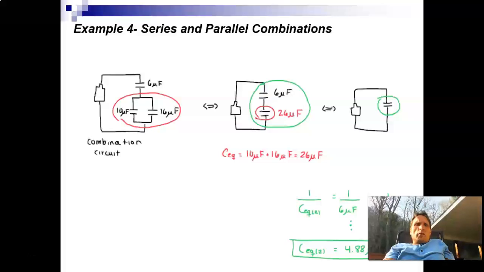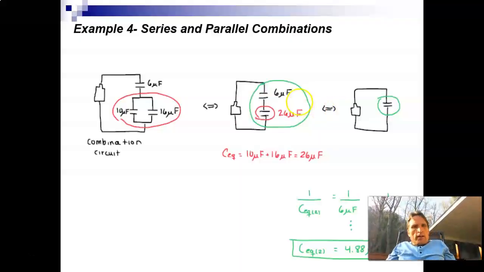Now let's get to a little more complicated example here. Suppose we have a more realistic circuit where we have two capacitors in parallel. We hook the 10 and the 16 in parallel, and then we hook this combination in series with the 6 microfarad. What we want to do is find the equivalent capacitance of this mess of capacitors here.